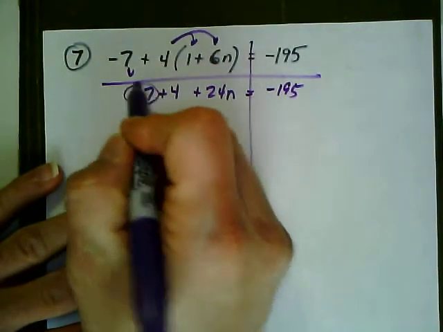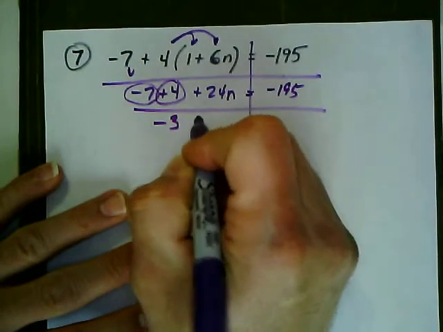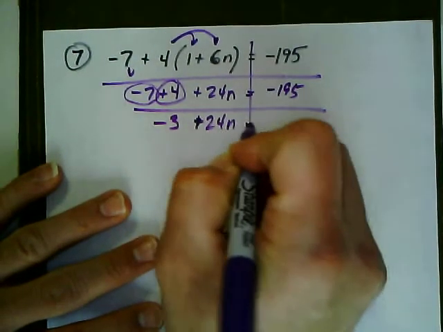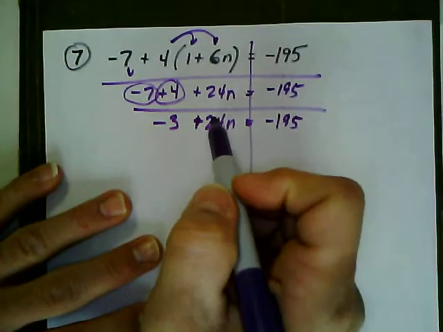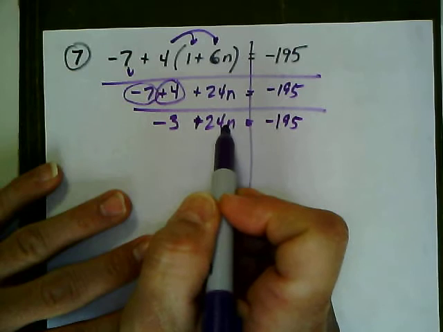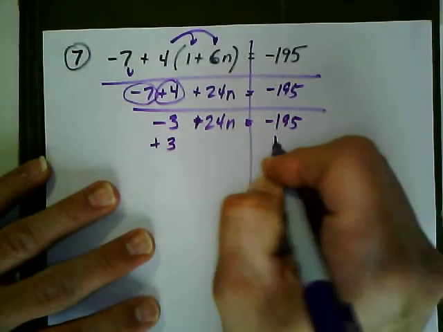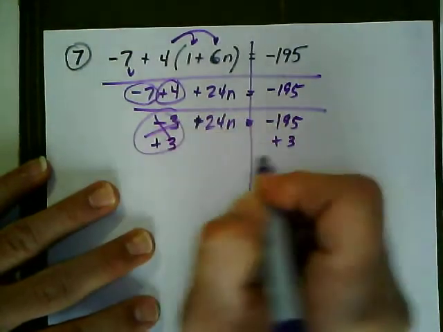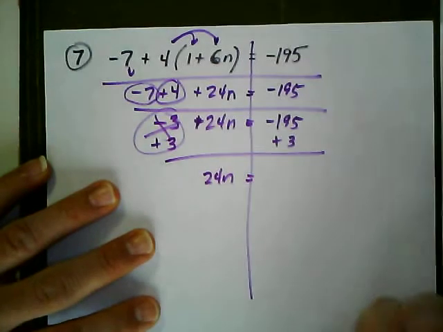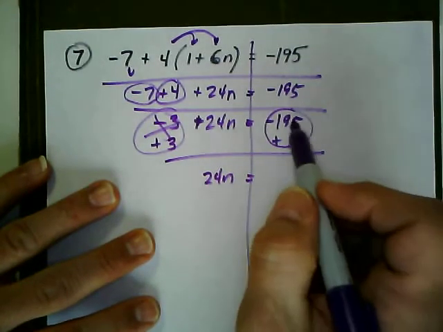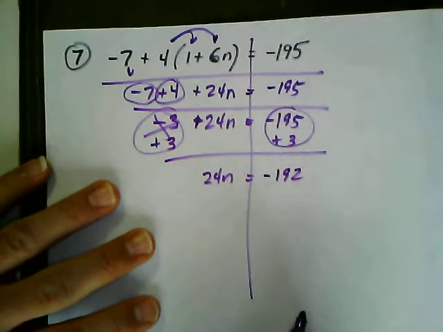Combine like terms. Well, it's that -7 and that 4, which is -3. Bring down that plus 24n, the equals, and the -195. Get rid of what's added or subtracted. Well, the 24 is attached to that n, so we're going after that 3. Since it's -3, we're going to add 3 to both sides of the equation. Going to be left with that 24n. And -195 plus 3 is -192.